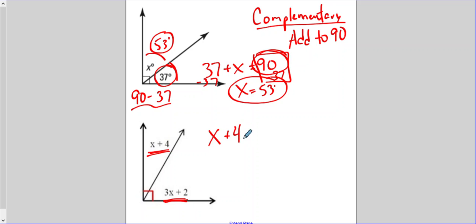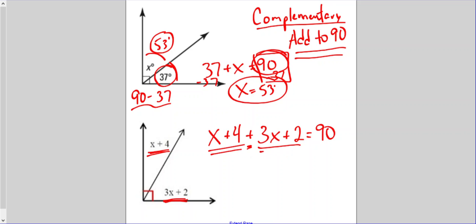X plus 4 plus 3x plus 2 adds to 90. This equation is completely coming from their relationship. I know that they add up to 90 degrees altogether, so that's what I'm showing. That plus that adds up to 90.